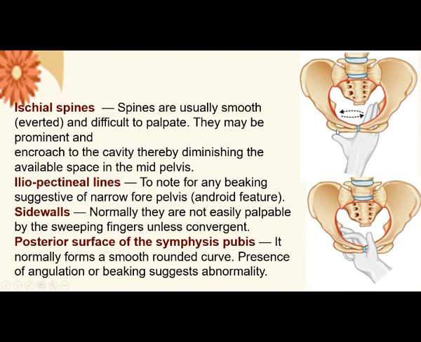The relationship. Let's check the station. Then the iliopectineal lines. So this is the iliopectineal line. Note any breaking, suggestive of a narrow forepelvis, that is the android pelvis. In this line, we have to check for any breaking.